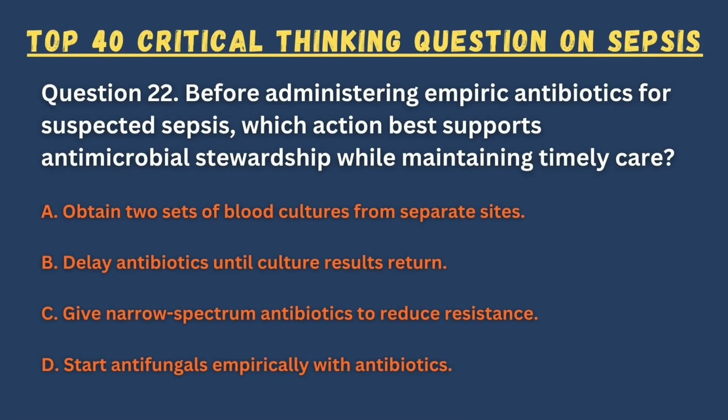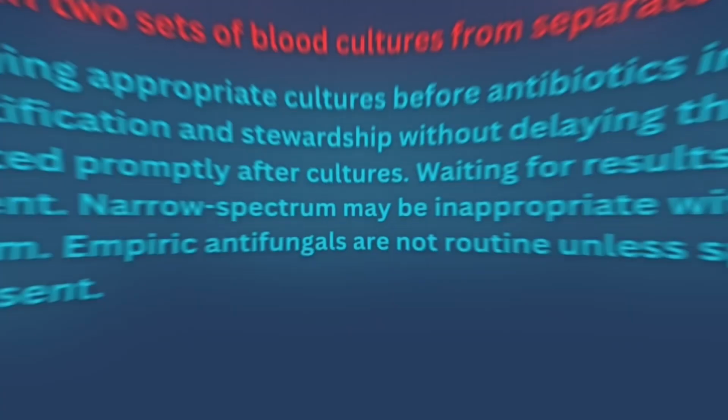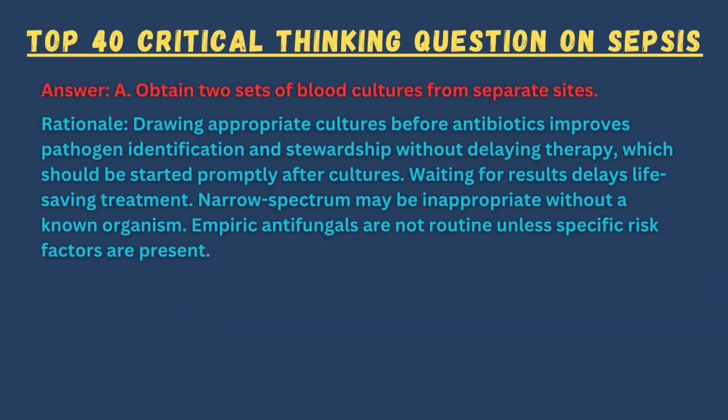Question 22. Before administering empiric antibiotics for suspected sepsis, which action best supports antimicrobial stewardship while maintaining timely care? A. Obtain 2 sets of blood cultures from separate sites. B. Delay antibiotics until culture results return. C. Give narrow-spectrum antibiotics to reduce resistance. D. Start antifungals empirically with antibiotics. Answer. A. Obtain 2 sets of blood cultures from separate sites.